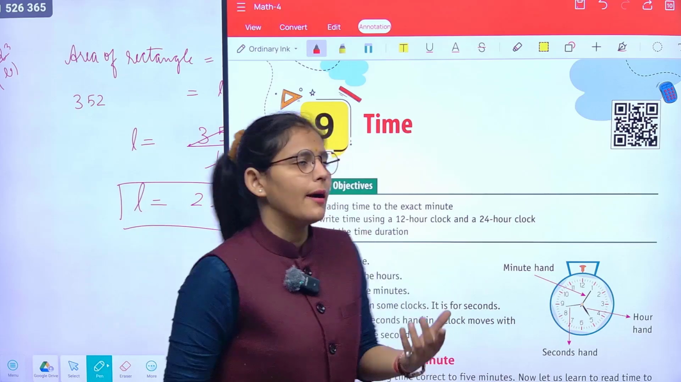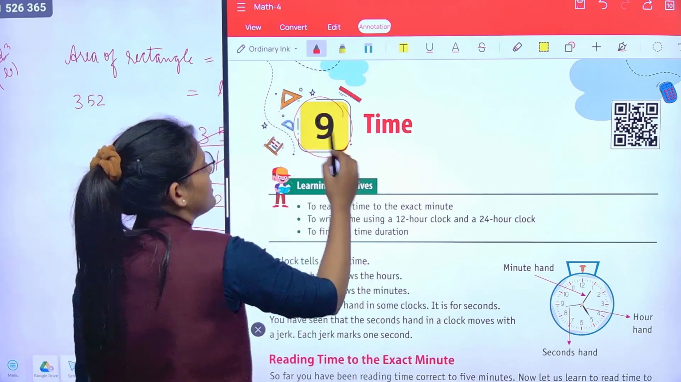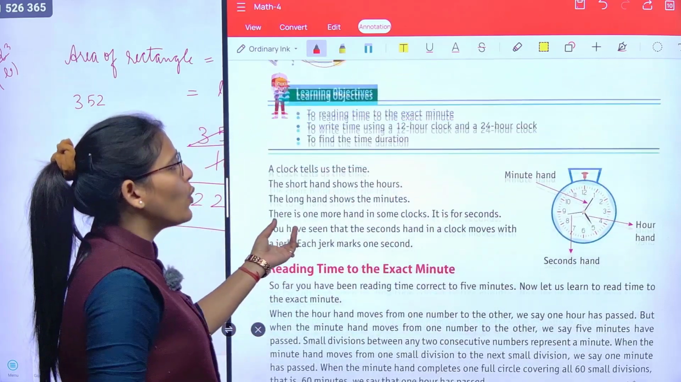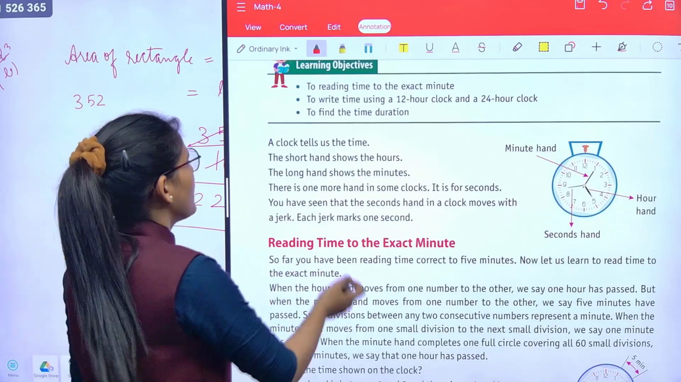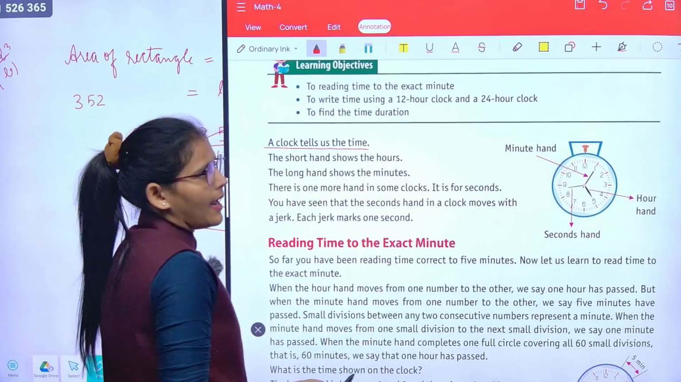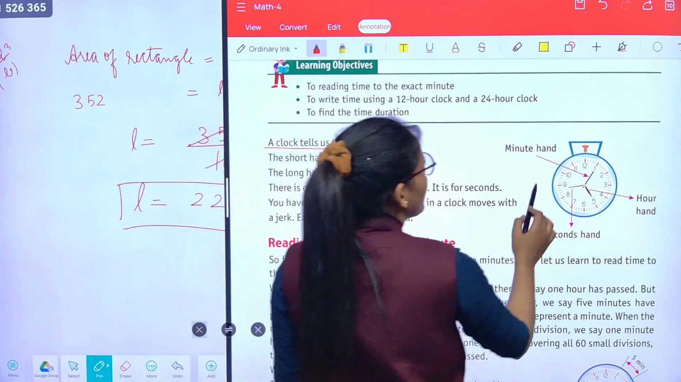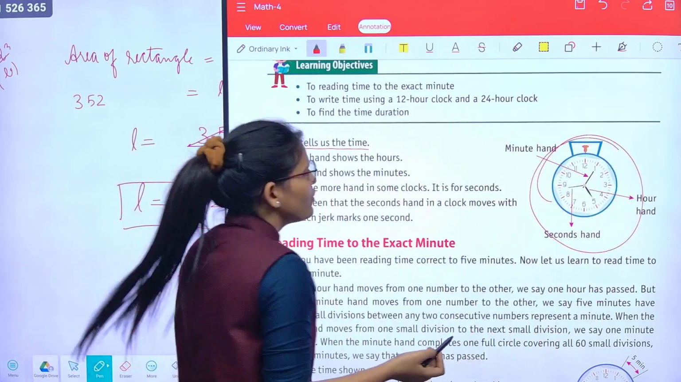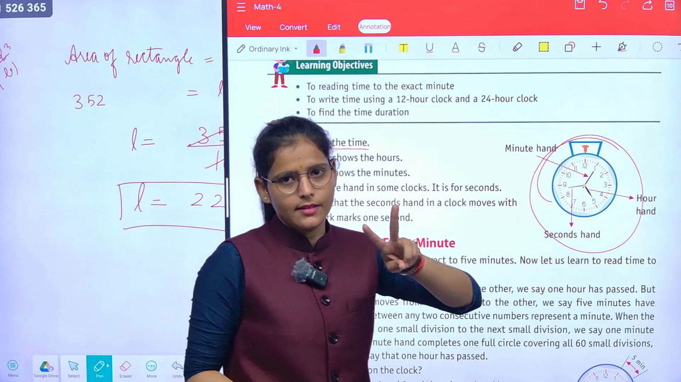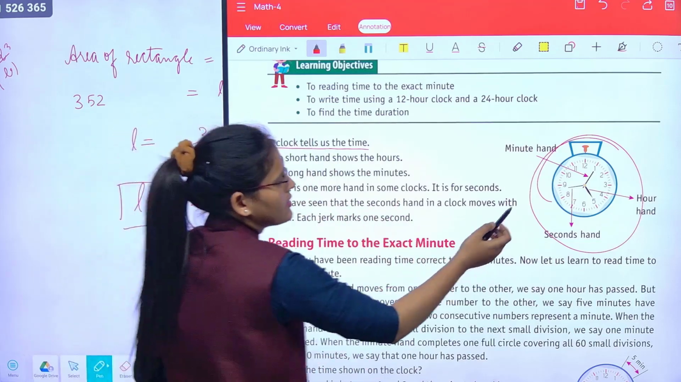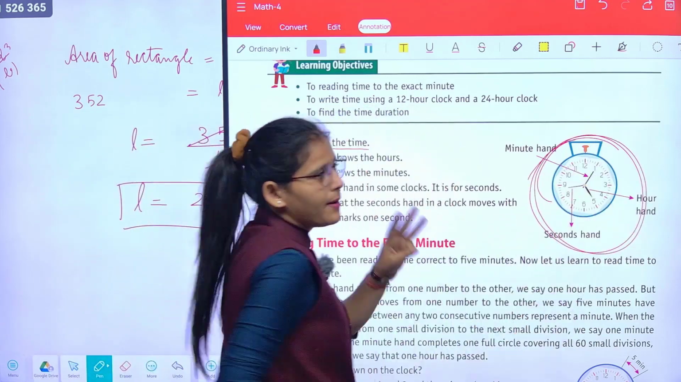Students, today we will learn chapter number 9, that is time. In this class, we are going to study about time. Just a clock tells us the time. घड़ी हमें क्या बताती है क्लास? Time बताती है. Usually a clock has two hands, but in some watches or clocks there are three hands.